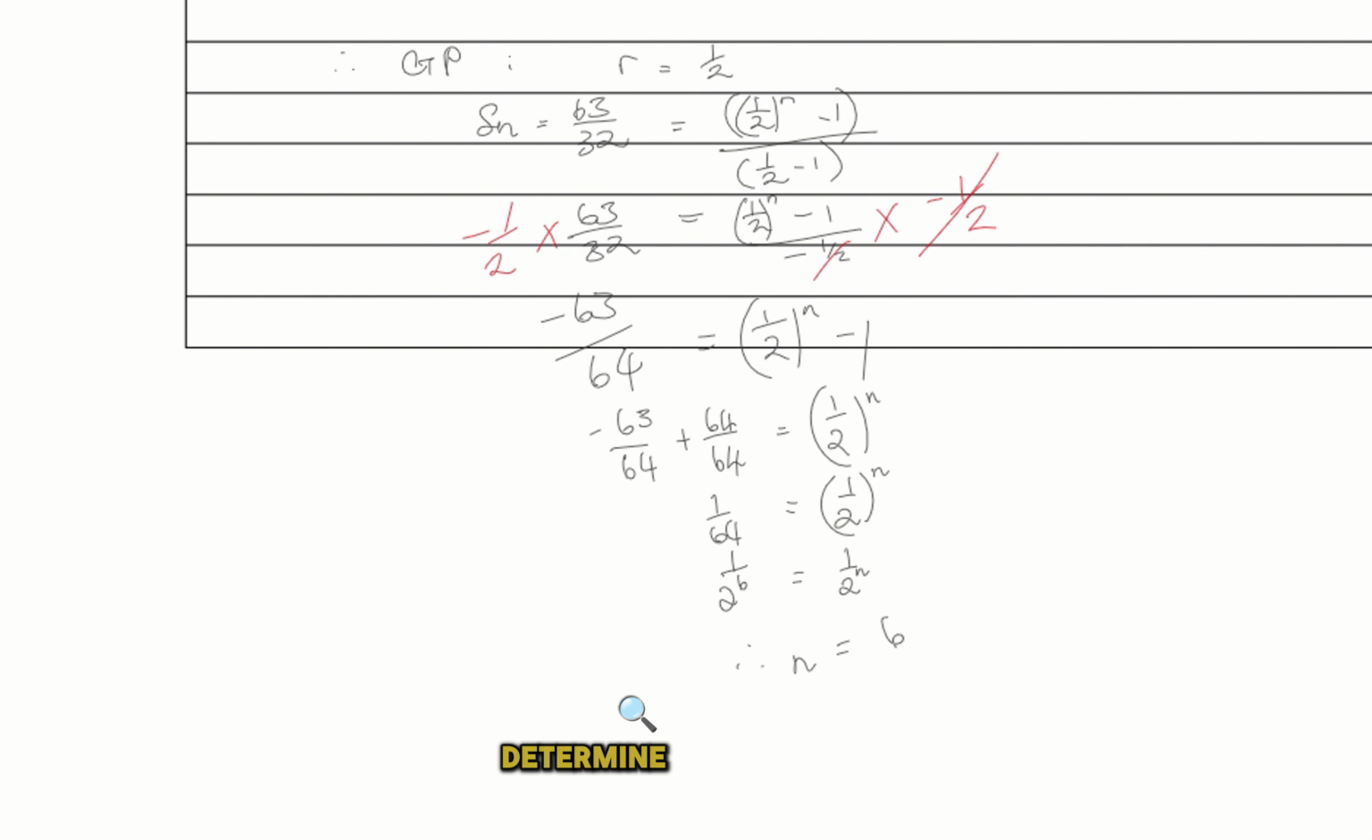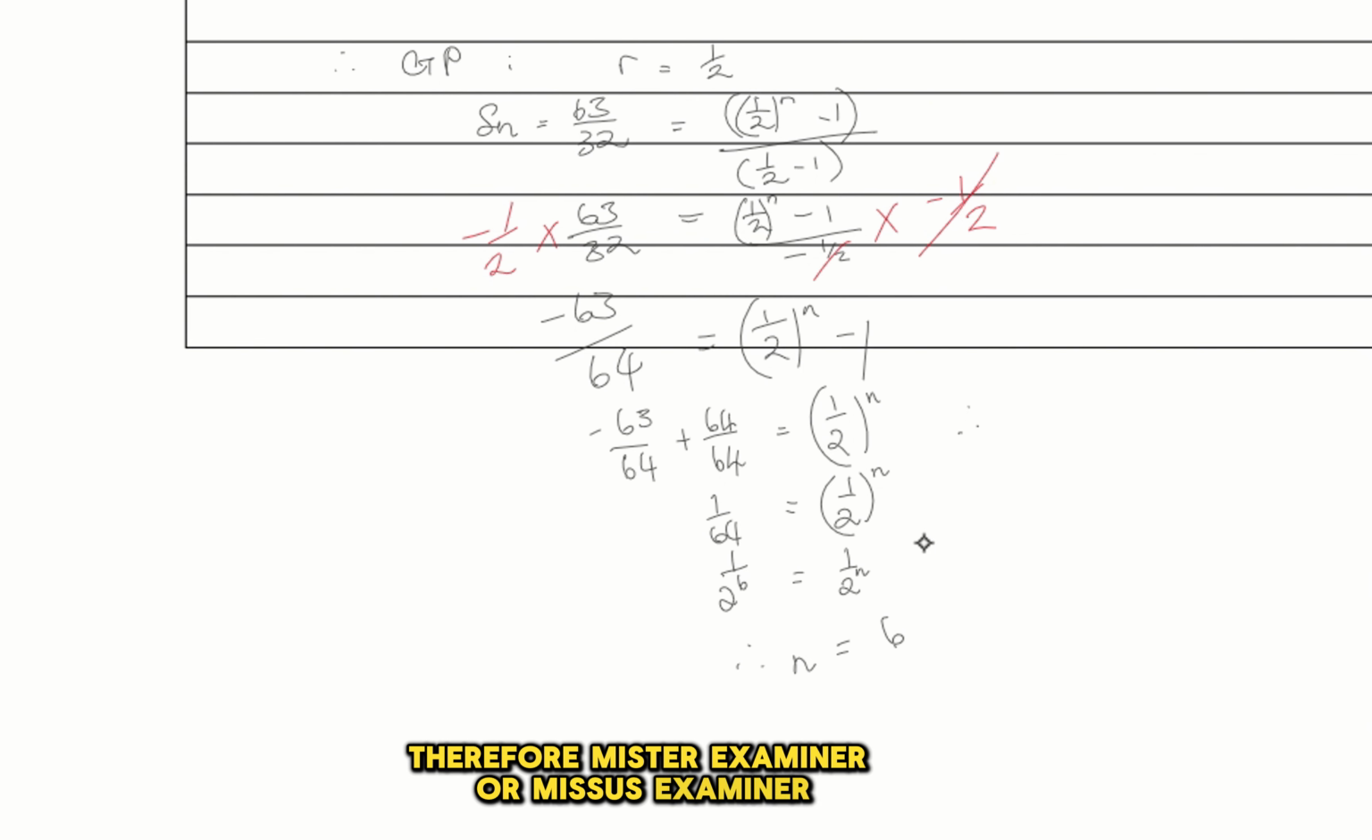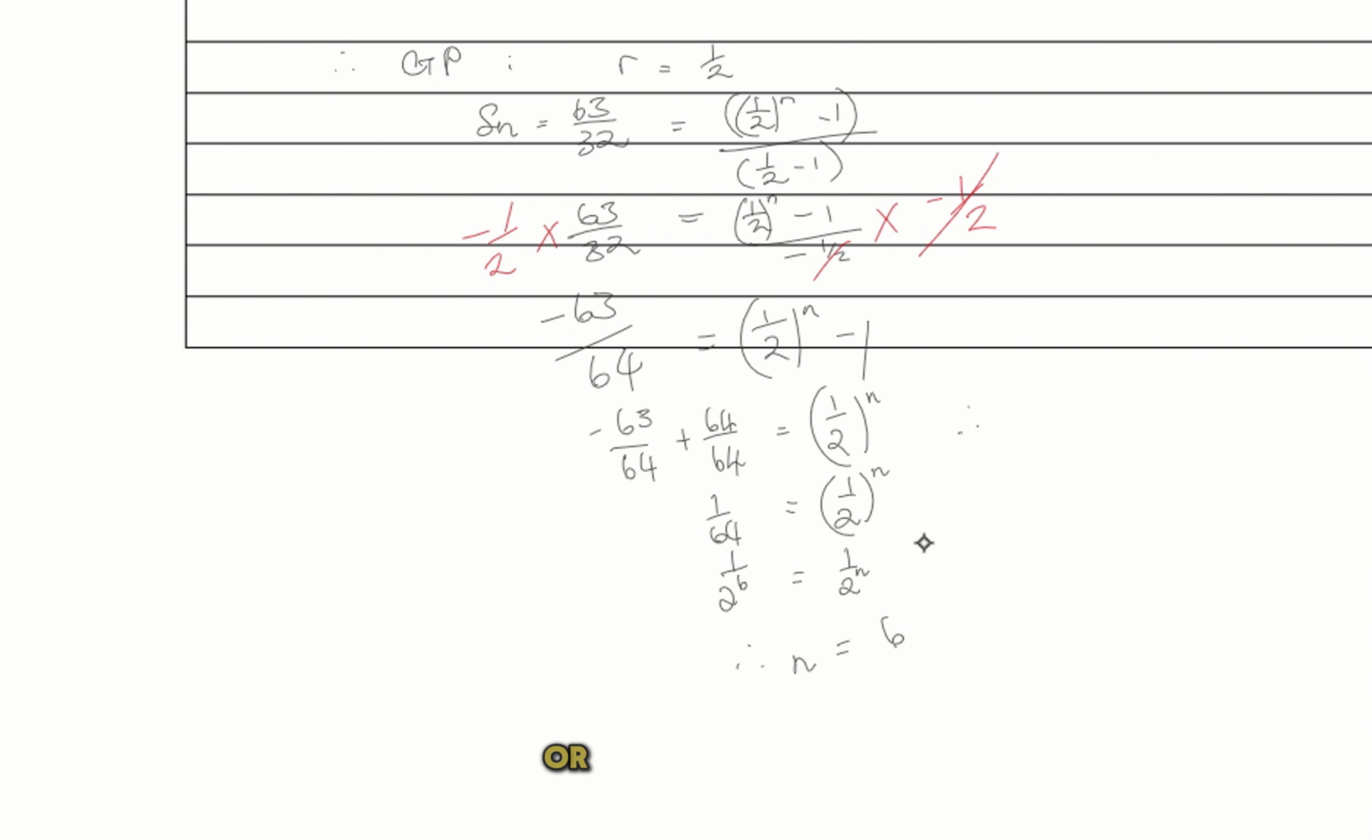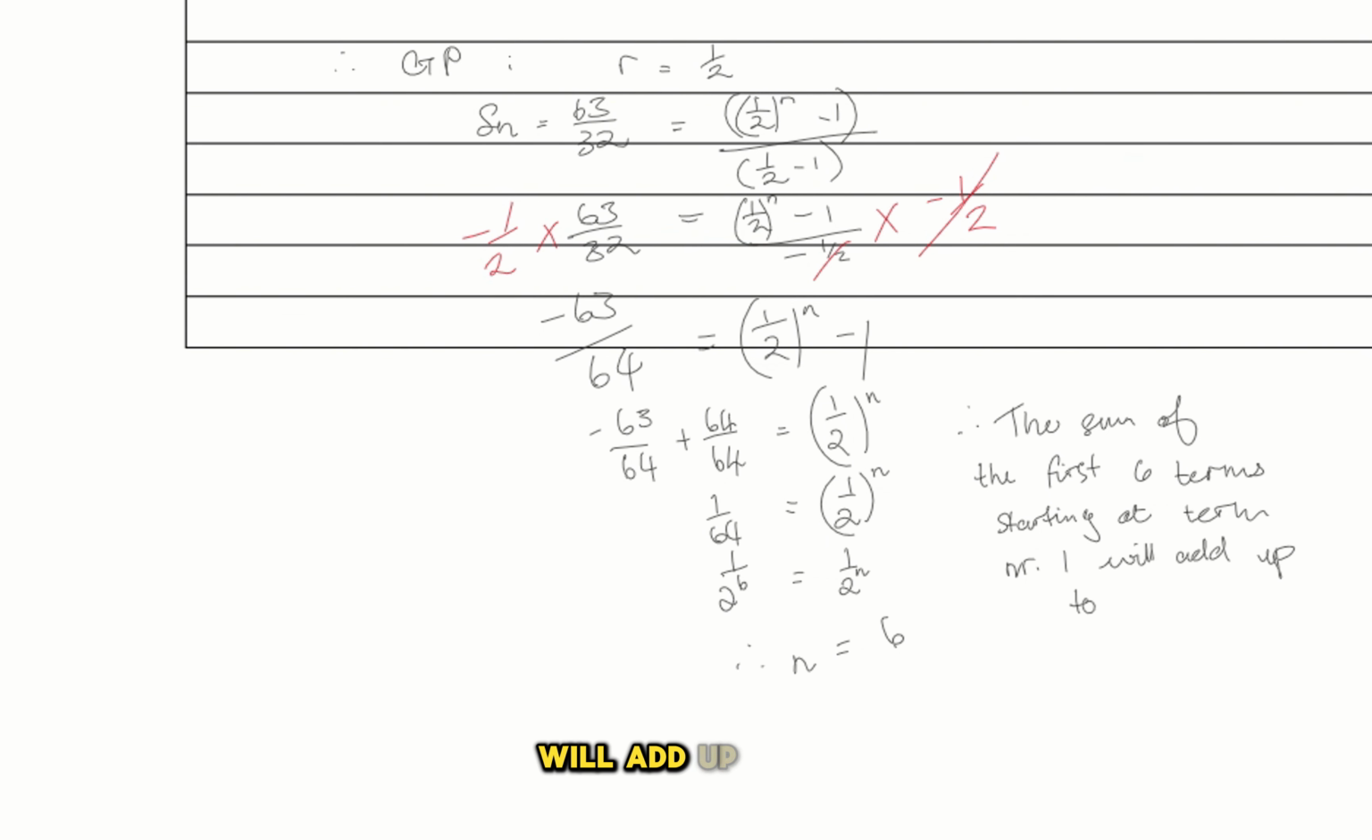What was the question? Determine n. And n was how many terms there actually are. I need to add up the first 6 terms. So let's write that for the examiner to see. Therefore, Mr. Examiner or Mrs. Examiner, or what are the pronouns that we use now? The sum of the first 6 terms starting at term number 1 will add up to 63 over 32. That is in essence how I answer a question like that for my examiner.